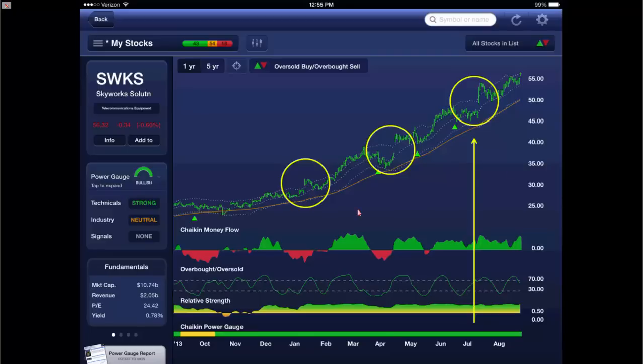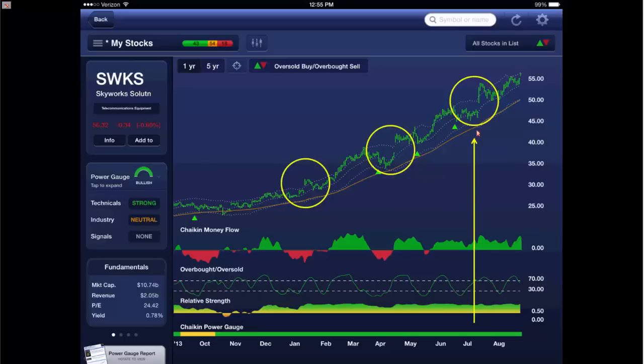Skyworks, we just talked about, consistently beating Wall Street estimates. That's what you want. Power gauge ratings bullish. The odds of a bullish earnings surprise are much higher. Stocks outperforming the market, positive Chaikin money flow. You want to try and buy every pullback. And the oversold buy signals and the relative strength buy signals are excellent entry points.